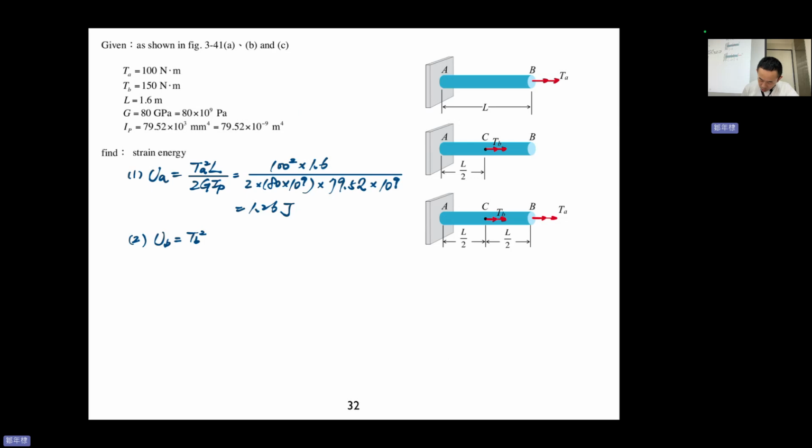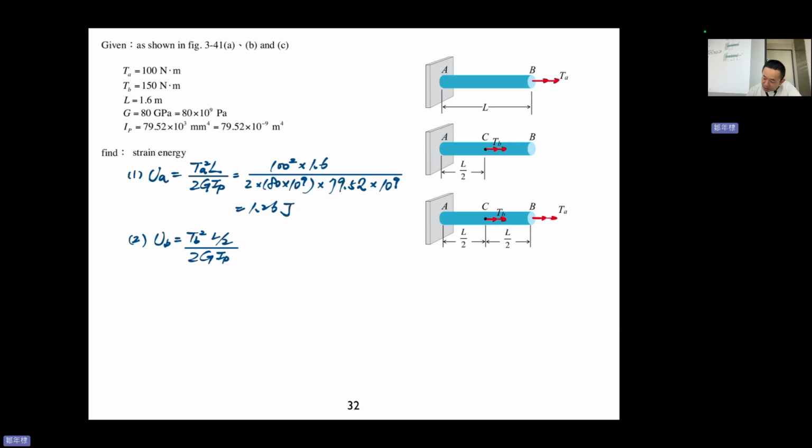The second one, UB, is TB squared divided by 2GIP. Here it needs a little bit of note. What do you think? This TB squared times the length. The length should be what? Anyone for the bonus? Although this is L, but which one? Divided by 2. Very nice. Yes, L divided by 2.